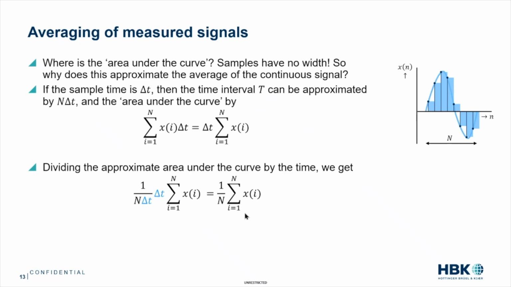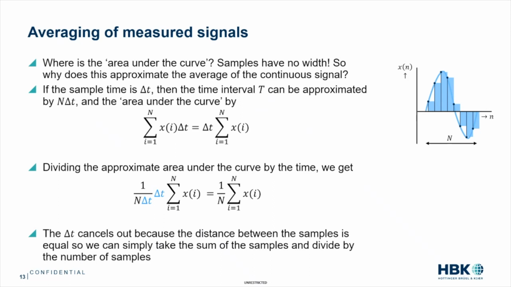So indeed, when talking about sampled signals, the approximation for the average is the sum of the samples divided by the number of samples. So nothing new here, but it gives a bit of insight, I think, into why this commonly used expression is a good approximation for the average of the analog signal.